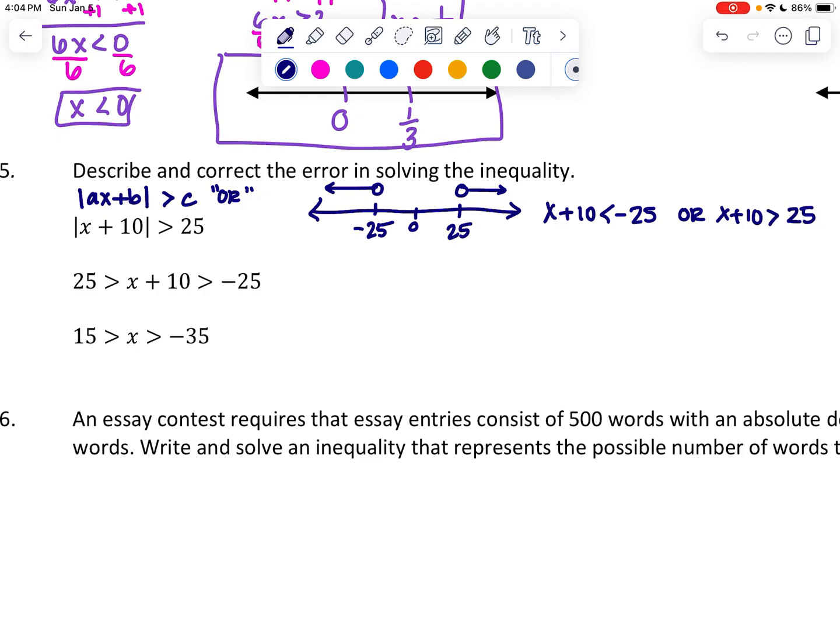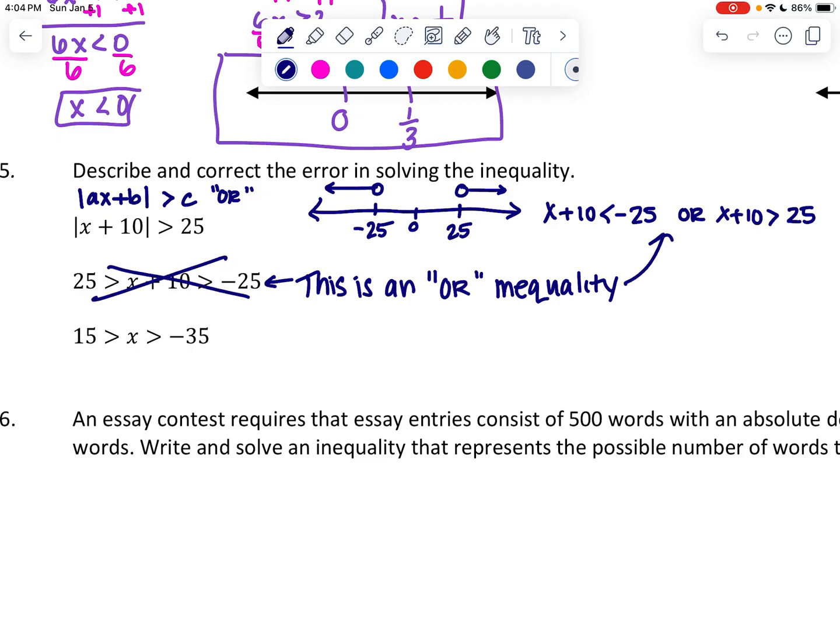In this case, the person answering this question set it up as an AND inequality. And this should be, or this is, an OR inequality. Okay, so there's the mistake right there. So it should be like this. Okay, so we would subtract 10 on both sides and we'd have x is less than negative 35, or x is greater than 15 would be the answer in that one.